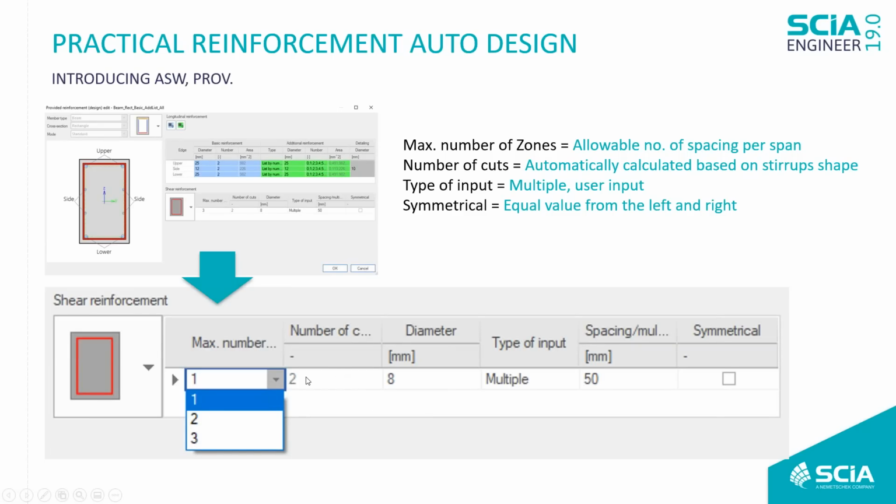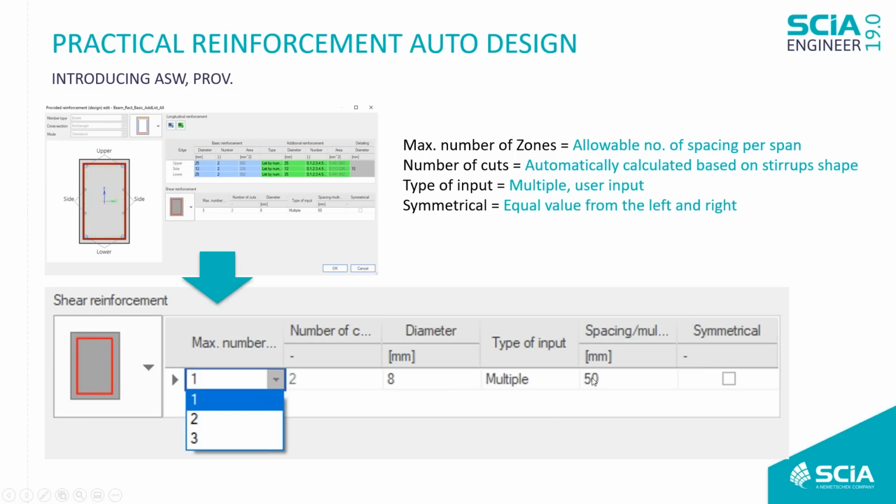Number of cuts is automatically calculated based on the selection. If you selected this shape, it will be 2 cuts. If you select another shape, it will be automatically calculated. Next, diameter. I can decide the diameter from here for the stirrups. Multiply, what's the meaning of that? If you select 50, it means that the spacing between the stirrups will be a multiple of 50, for instance either 50 or 100 or 150 or 200. If you don't want it like that, you can make it, for instance, 10. Then the result will be like 50, then 60, then 70.